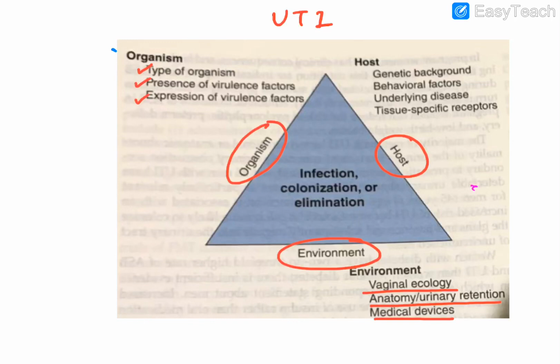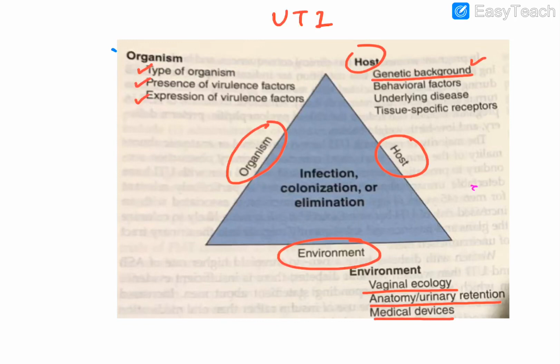Other than that, what role does the host play? The important entity is the genetic background. Remember guys, the genetic background also plays a role. An interesting thing I tell you here: women with recurrent UTI are more likely to have had their first UTI before the age of 15 years. So if you see a woman with recurrent UTI and ask for her history, you will find a very strange thing.